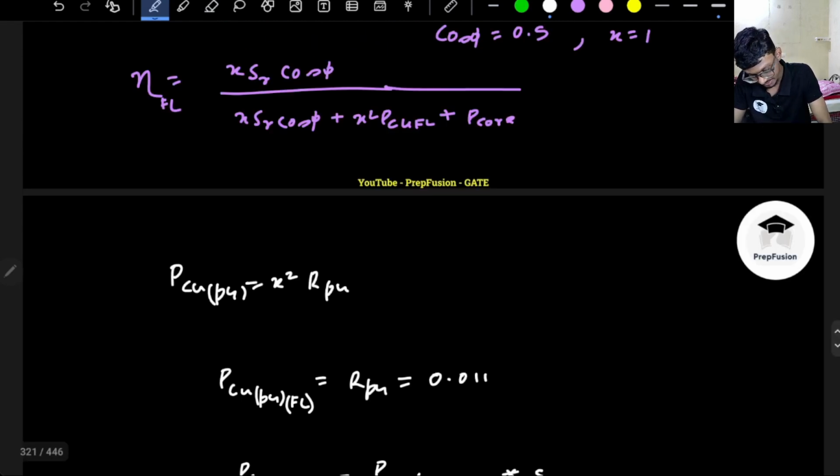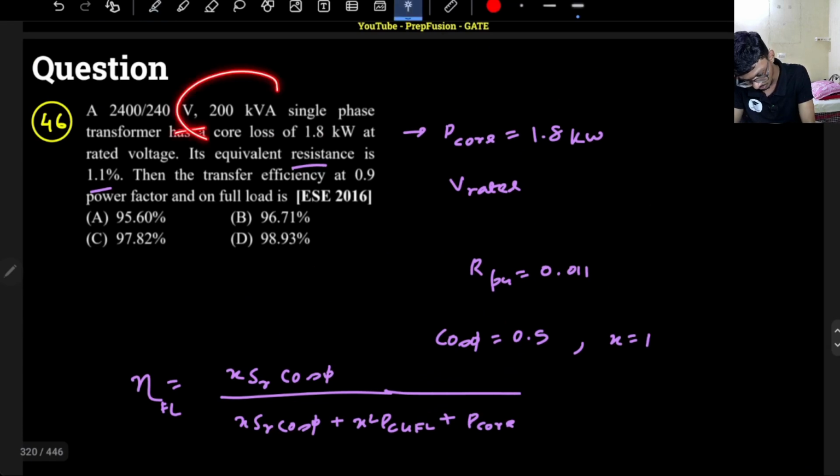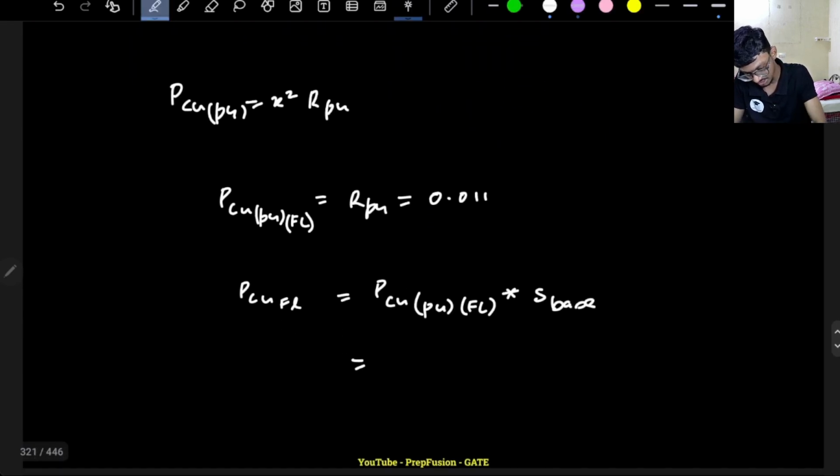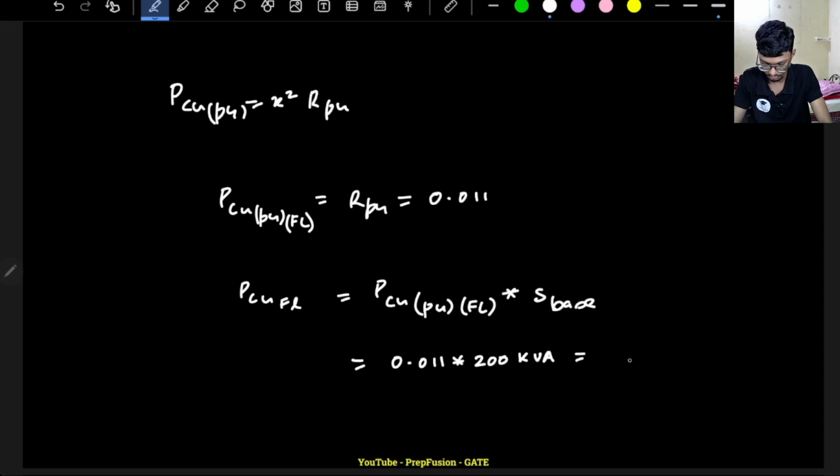So S base is how much? The rated condition. It is a 200 kVA transformer. So this will be P_cu is 0.011 into S base, that is 200 kVA. So this will be basically equals to 0.011 into 200. So this is 2.2 kilowatt. Okay, 2.2 kilowatt. This will be the full load copper loss.